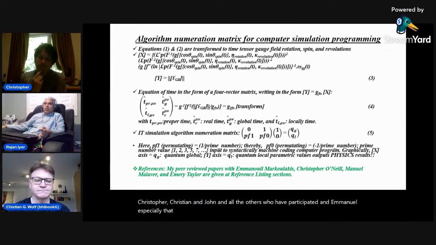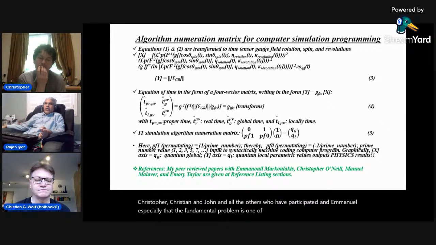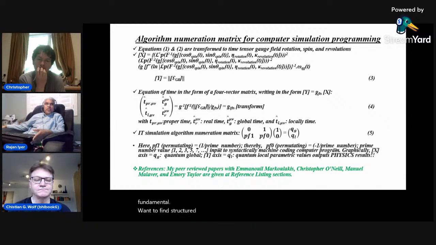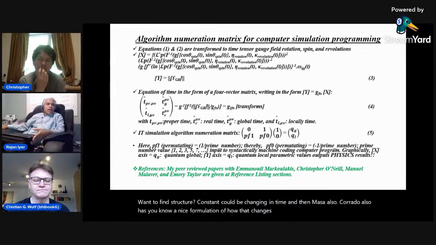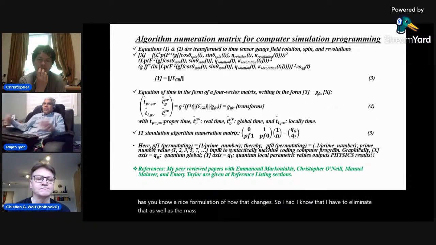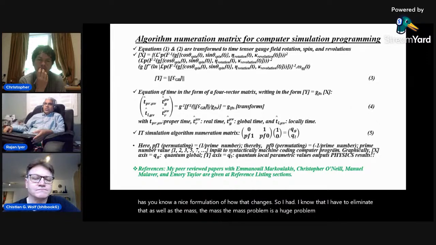The fundamental problem is one of the change of the constants. Even the most fundamental fine structure constant could be changing in time. And then Massa, also Corrado, also has a nice formulation of how that changes. So I know that I have to eliminate that, as well as the mass. The mass problem is a huge problem that is still unsolved, and also charge.